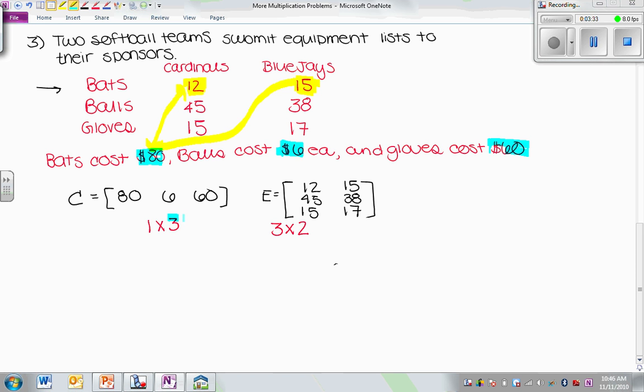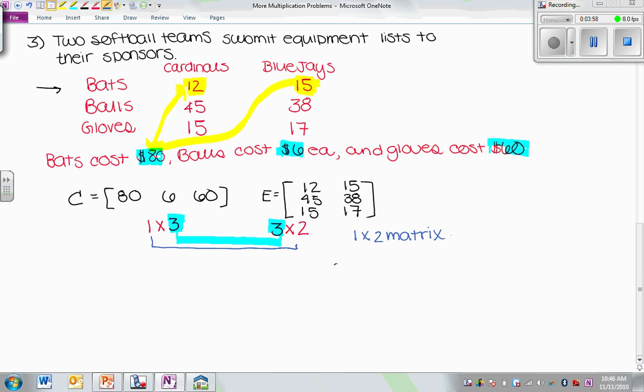So what do you know? These two things match, which is good. So I can multiply C times E, okay? And my solution will be the price, the total cost, and it's going to end up being a 1 by 2 matrix for our answer.